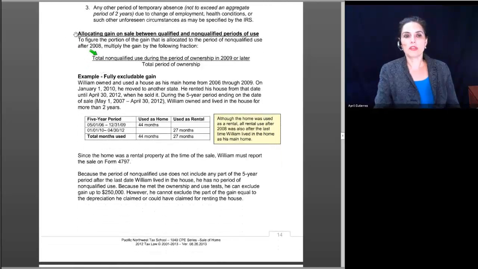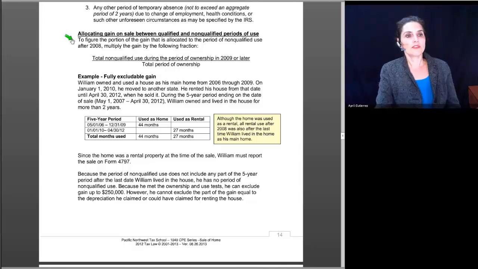Allocating gain on sale between qualified and non-qualified periods of use. Well, ever since this 2008 rule, or post-2008 rule, came into effect, there's been a fairly complicated calculation that has to go on. If you read the IRS publication 523 on sale of home, you'll see some illustrations in there. I've gone ahead and created another illustration utilizing information they're providing to show you or explain how it all works. But if you're still a little fuzzy after I show you my illustration, by all means return to the IRS publication on sale of home and read some of the additional illustrations that are in there to help clarify it.